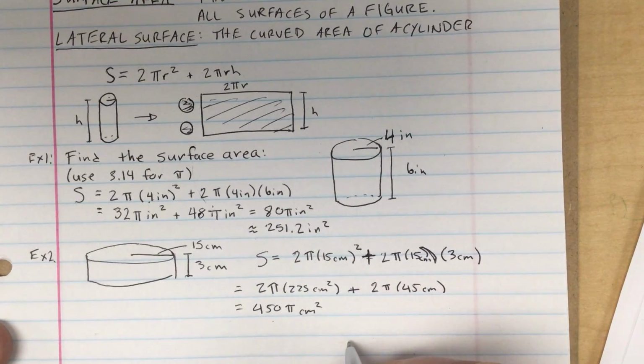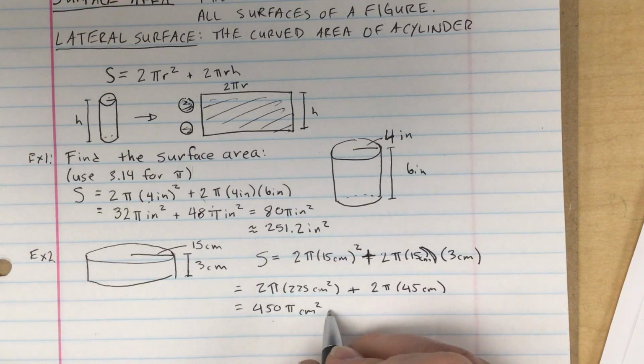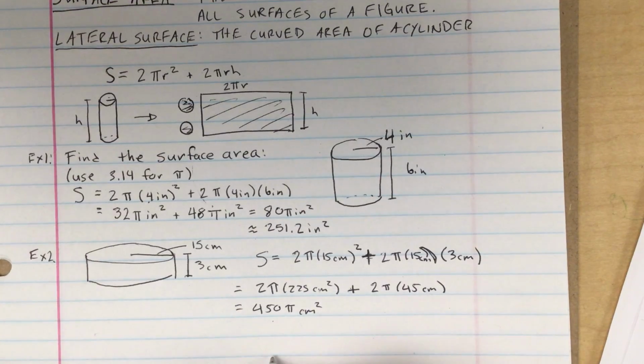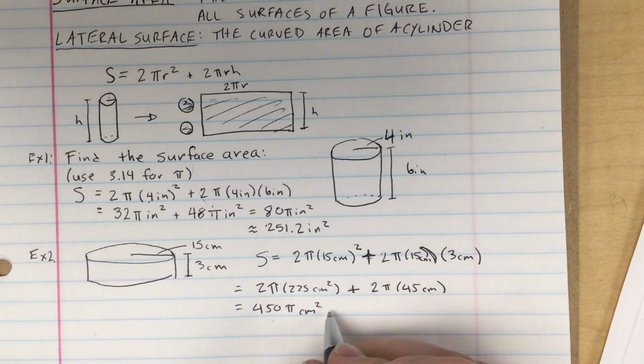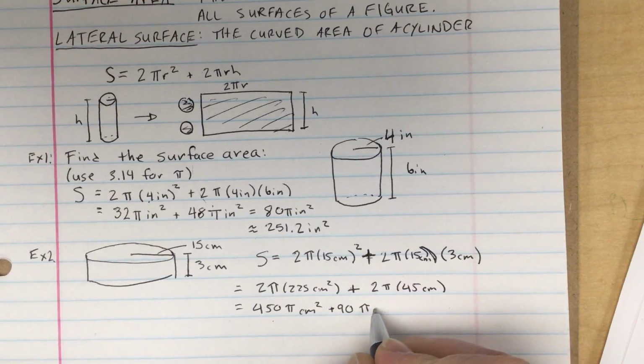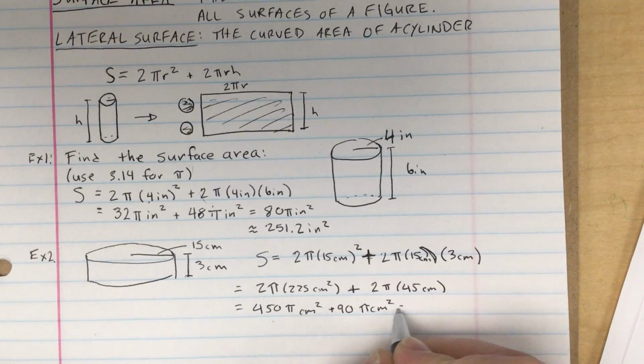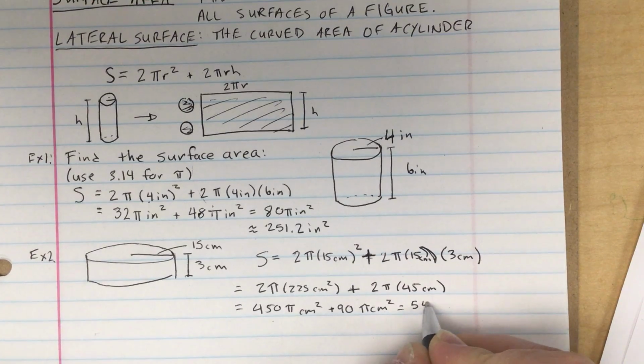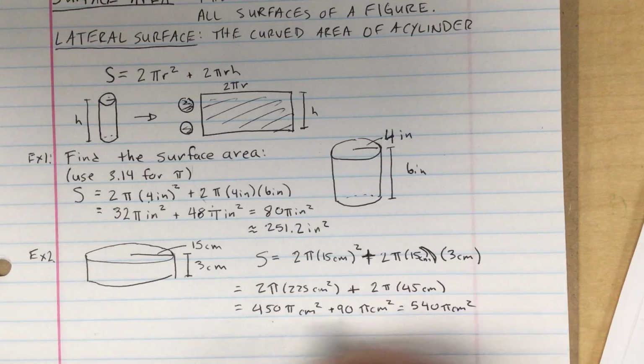I was supposed to tell you to stop and try it on your own first. Hopefully you did that instead of just listening, and you'll make sure you're getting some information and trying these problems as we go along. And that's equal to 540 pi centimeters squared.